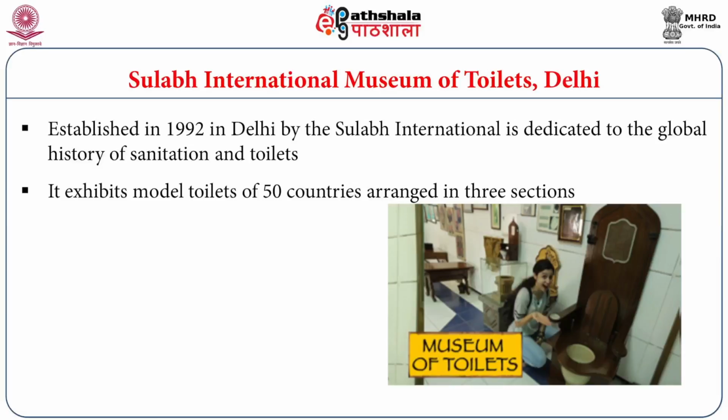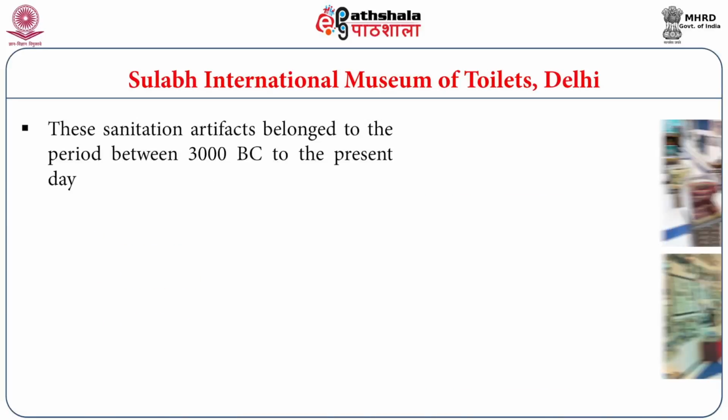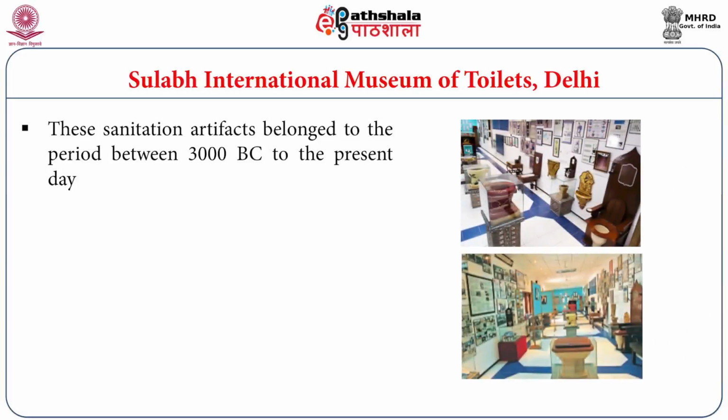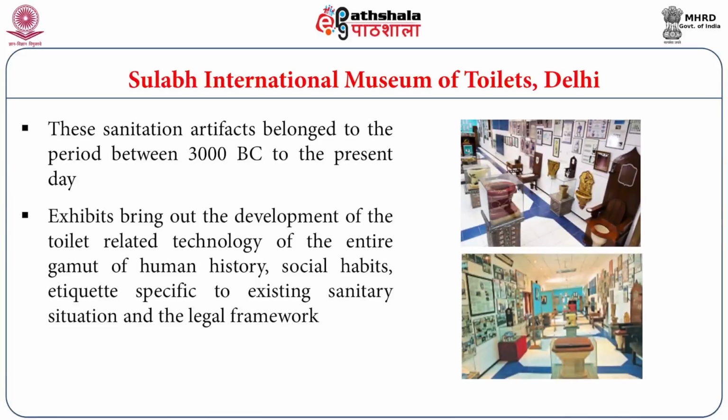It exhibits model toilets of 50 countries arranged in three sections: ancient section, medieval section, and modern section. These sanitation artifacts belong to the period between 3000 BC to the present day. The exhibits bring out the development of the toilet related technology of the entire gamut of human history, social habits, etiquettes specific to existing sanitary situation, and the legal framework connected to sanitation. This is really a wonderful museum, don't miss to visit it.